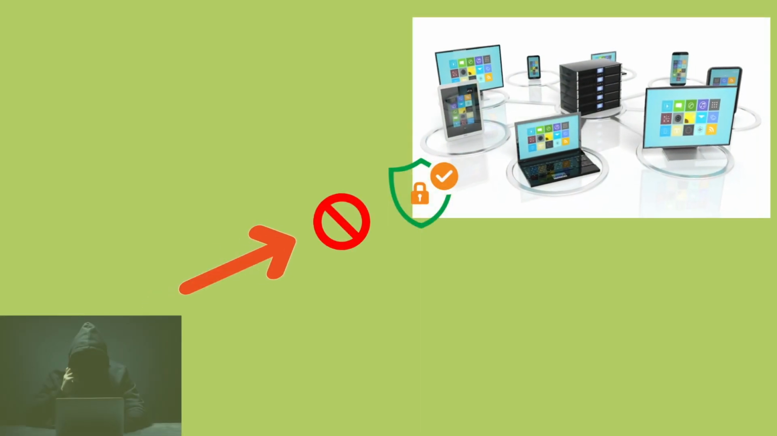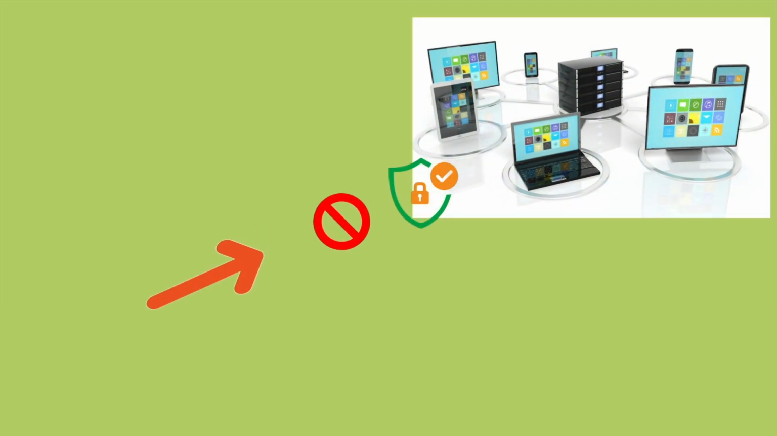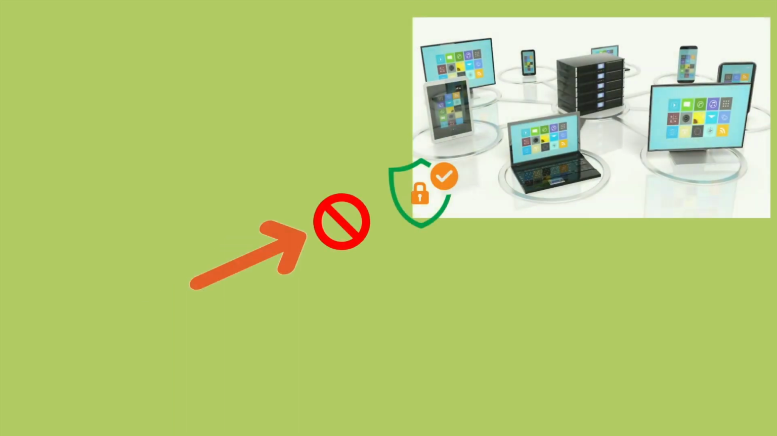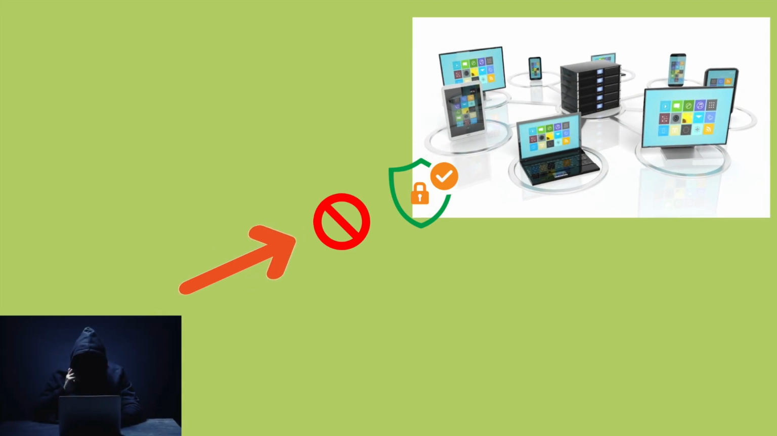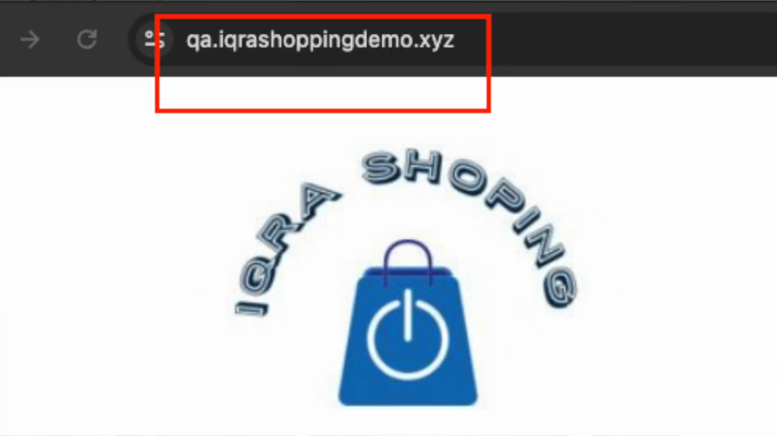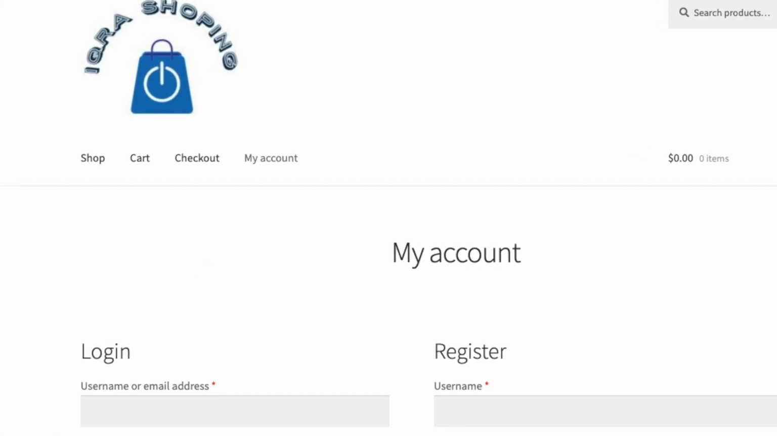Imagine you're a security analyst for a company that runs several web applications. Your task is to ensure that these web applications are secure from potential threats. One of the tools you can use to achieve this is Nikto. In this scenario, we'll use Nikto to scan a web server hosting a demo website called qa.iqrashoppingdemo.xyz. We'll identify vulnerabilities and suggest appropriate mitigations. Let's jump into the lab and see how we can use Nikto to scan our demo web server.